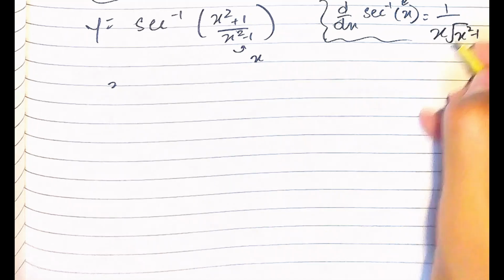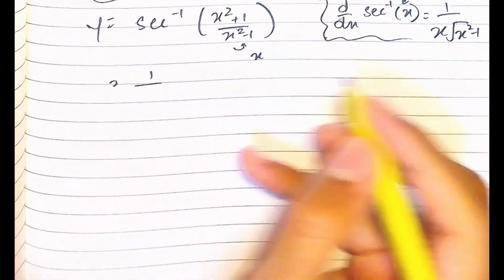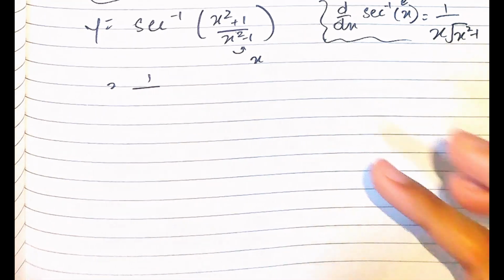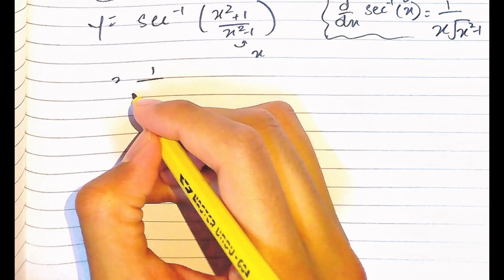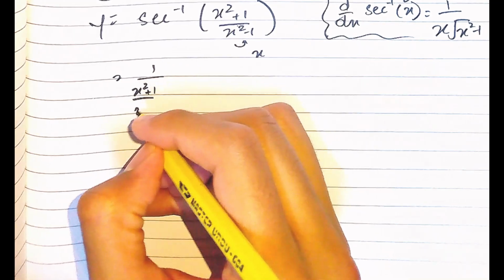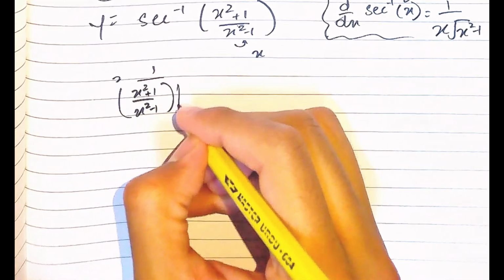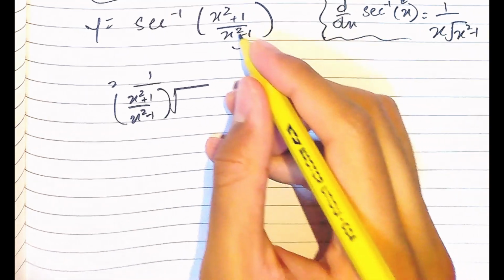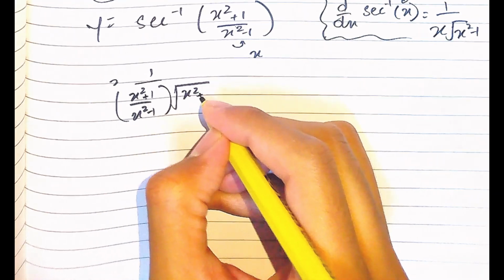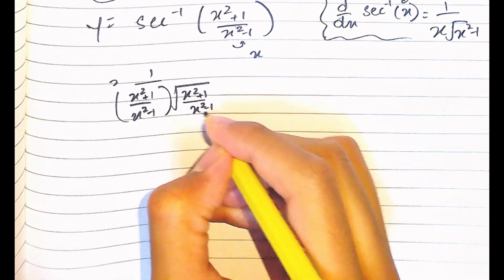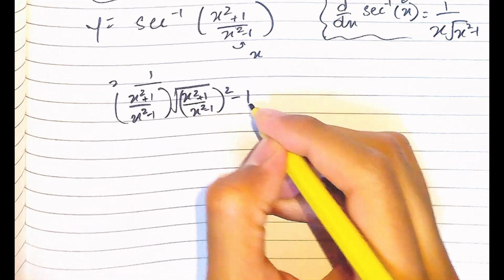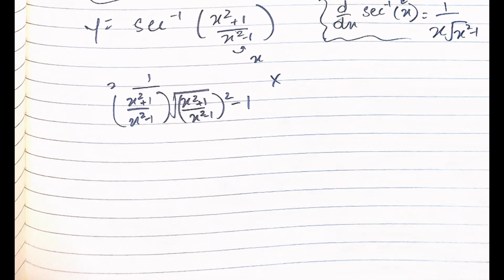Now I can express this term as 1 divided by, instead of x, I'm going to write x square plus 1 divided by x square minus 1. So x square plus 1 divided by x square minus 1. Okay, then the square root of x square minus 1. Instead of x, I'm going to write this thing. So it would be x square plus 1 divided by x square minus 1 whole square minus 1, multiplied by the derivative of the angle.